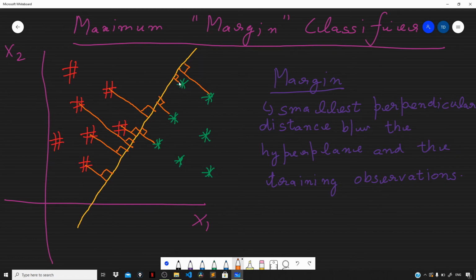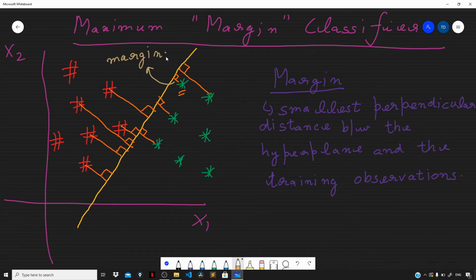So you can see this point, which is represented by asterisk, this one is closest to our hyperplane, and therefore the perpendicular distance of this point relative to the hyperplane is this distance, right? So basically this is the point whose perpendicular distance from the hyperplane will be considered as the margin. So this distance is the margin.